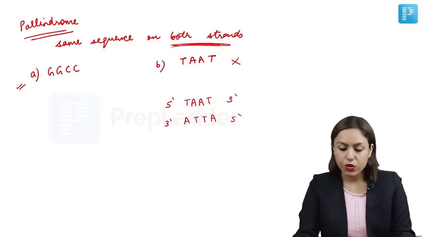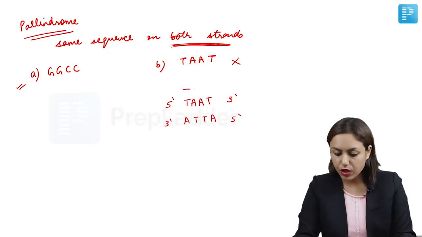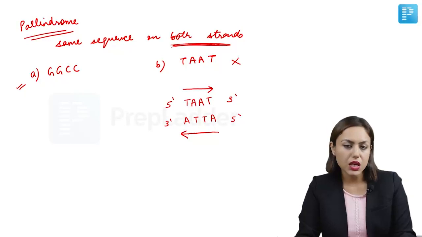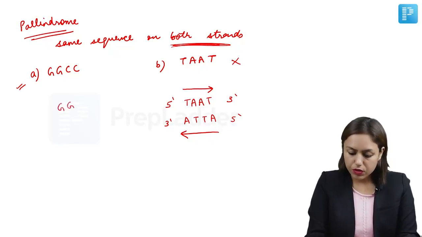Now, read the upper strand. You always read in 5 to 3 direction. So, read the upper strand, it is TAAT. Read the lower strand, it is ATTA. So, they are not the same. It is not a palindrome. But GGCC is a palindrome.